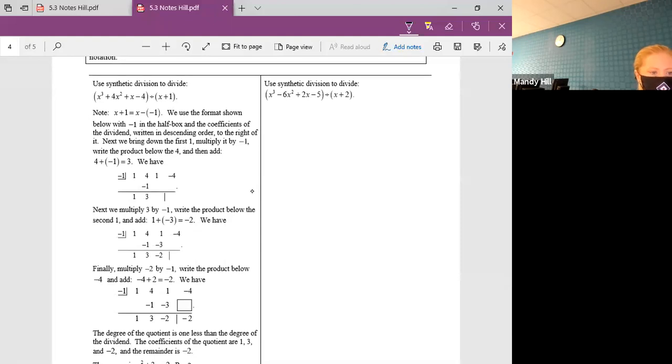So here's how they came up with this. The first thing they did was focus on what we're dividing by, and they put their number on the outside. Look how your plus 1 turned into a minus 1. So they did the opposite.